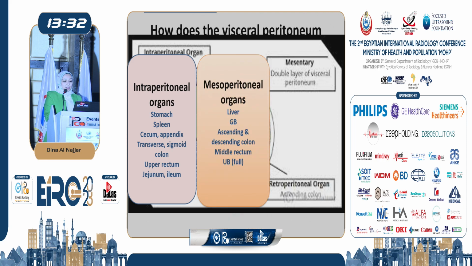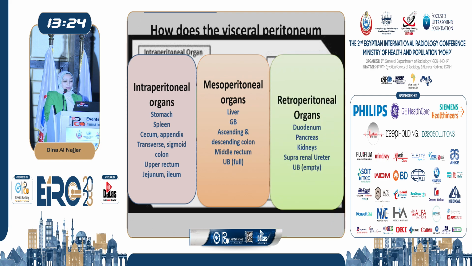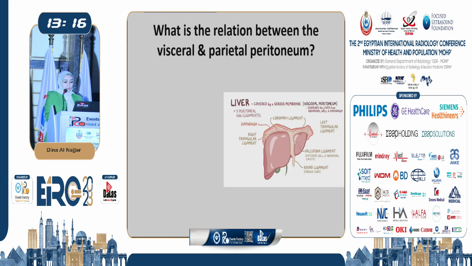Mesoperitoneal organs are liver, gallbladder, ascending and descending colon, middle rectum, and urinary bladder when it is fully distended. But when it's empty, it will become a retroperitoneal organ. Duodenum, pancreas, kidneys, and suprarenal ureters are also retroperitoneal.